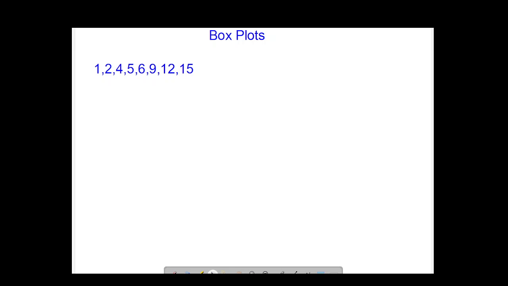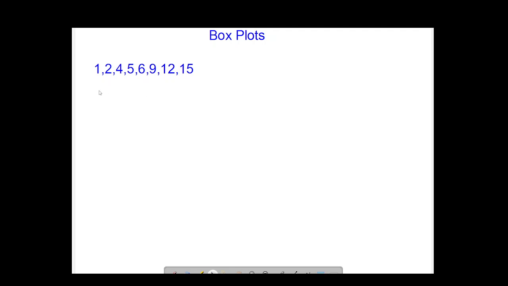In this video, we look at how to create a box plot. So a box plot is a graphical representation of a set of data with some key points. We've already looked at how to calculate medians and quartiles. We're going to use those to create a box plot. First, let's look at this data set here. Note, first of all, that the data is organized from smallest to largest.